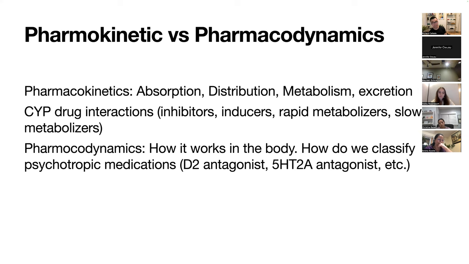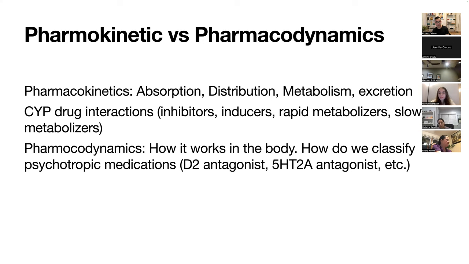What am I missing there? What else makes something atypical? 5-HT what? 5-HT1A is also another mechanism of atypical antipsychotics, all right? But the funny thing is 5-HT2A and 5-HT1A, they're actually yin and yang of each other. They do the opposite. I'm going to say it very slowly. A 5-HT1A agonist is the same as a 5-HT2A antagonist. I'm going to say it again. A 5-HT1A agonist is the same as a 5-HT2A antagonist.